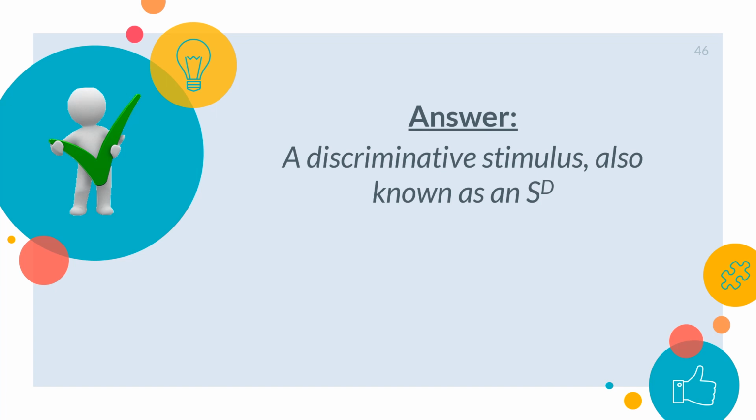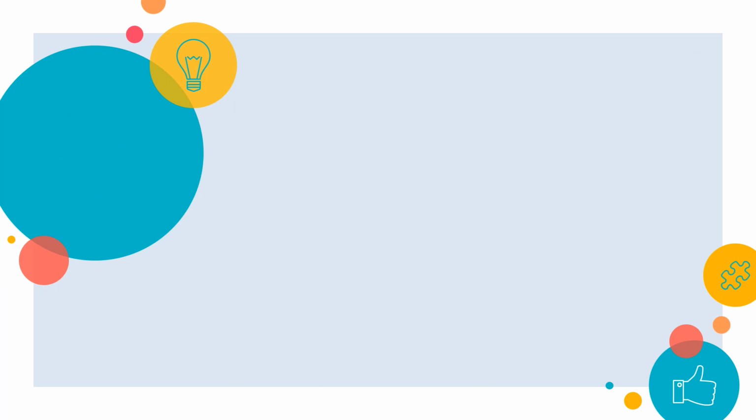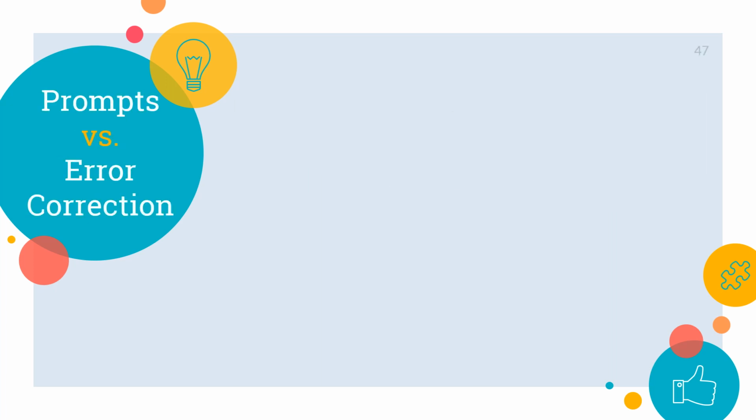The answer is a discriminative stimulus, also known as an SD. On your homework sheet, fill in SD. Now let's compare prompts and error correction.